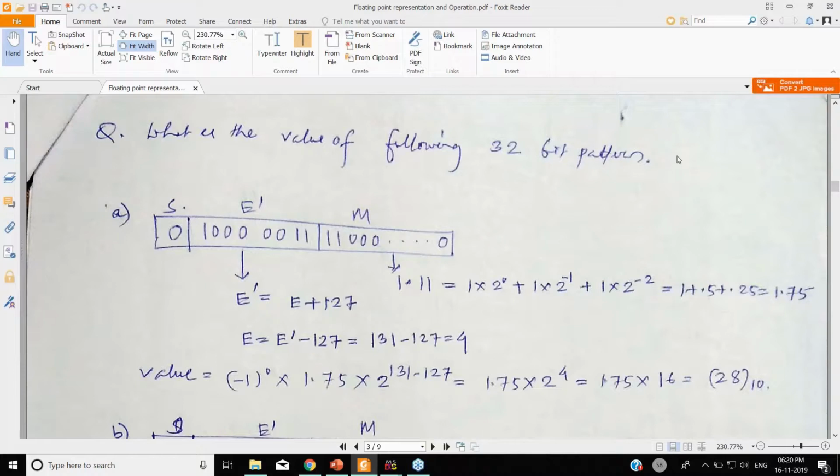So I have 1.75 as the mantissa and 2 as the base, with 4 as the evaluated exponent. Always remember, while storing the value, if you have exponent 4, you need to add the 127 bias to store it in the bit format here. E dash is equal to 4 plus 127. But when you are retrieving the value, you always subtract the bias from E dash.